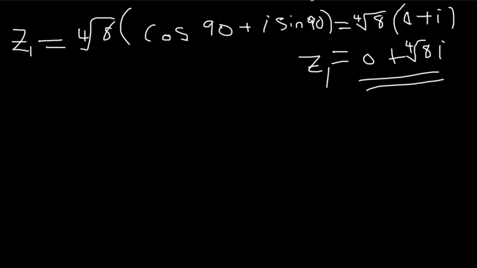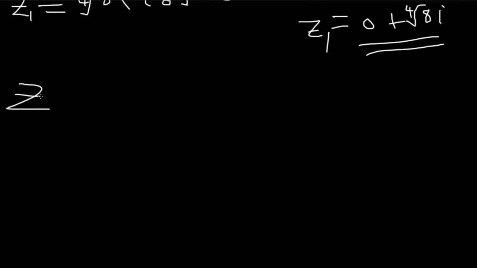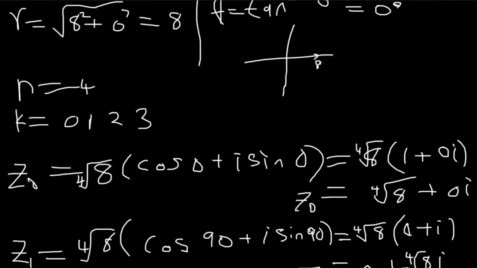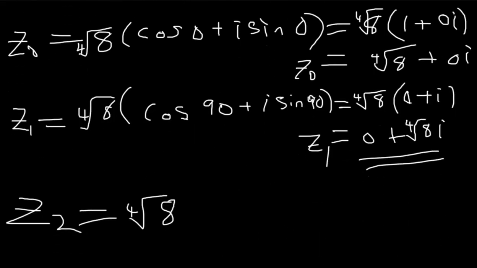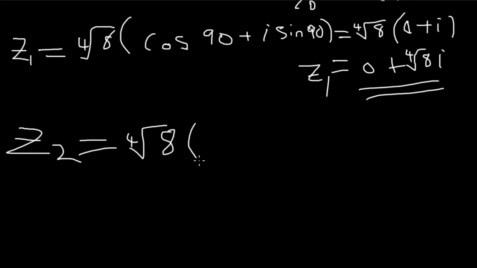Then apart from that, we move on to finding z2 and z3. So z2, you just replace where there is k with 2. So the first thing here, you write the magnitude, which is the fourth root of 8, then open brackets, then cos. So 360 times 2 plus 0 is just the same as 720, and then divide by 4, you get 180. So this is the same as cos 180, then plus i sin 180 degrees.